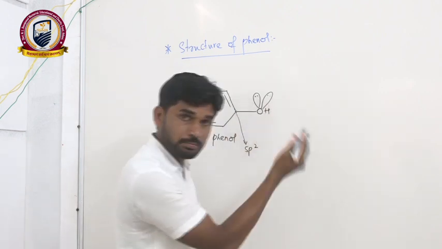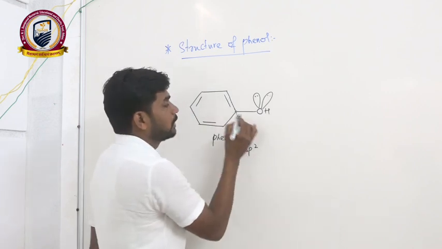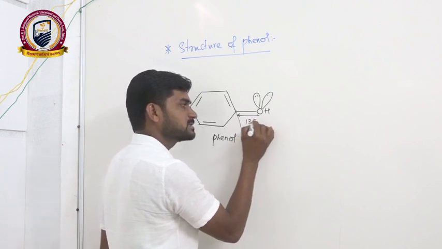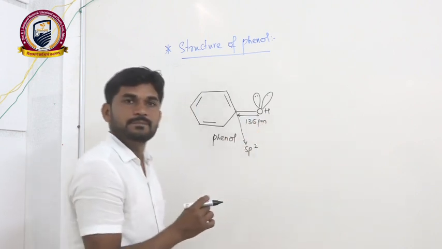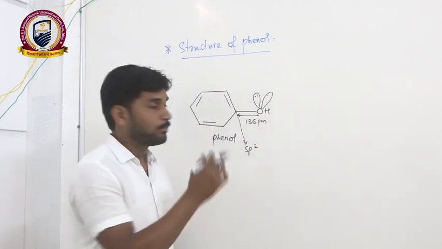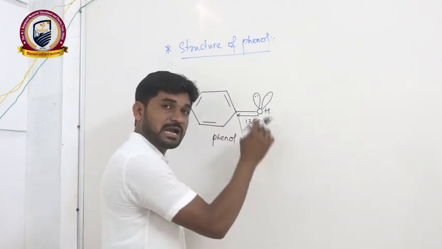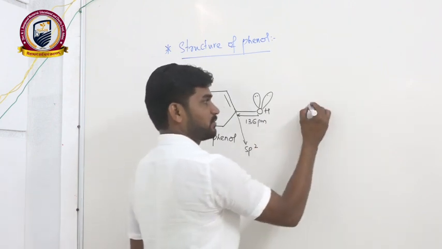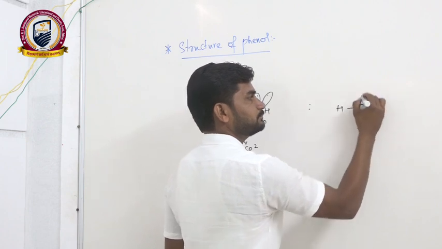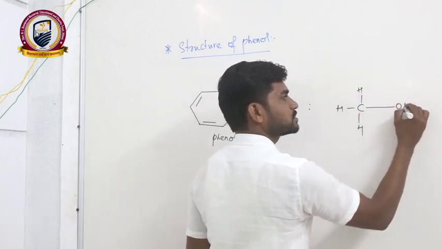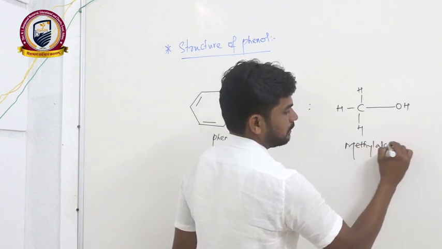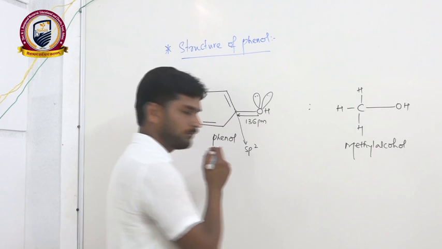Therefore, when the carbon atom is attached to the oxygen, which has two unshared pairs of electrons, the bond length between this carbon and oxygen becomes 136 picometer. This bond length of 136 picometer is lesser than the bond length between carbon and oxygen atom of methyl alcohol. So let us go for an example. Methyl alcohol, CH3OH. So this is called methyl alcohol.